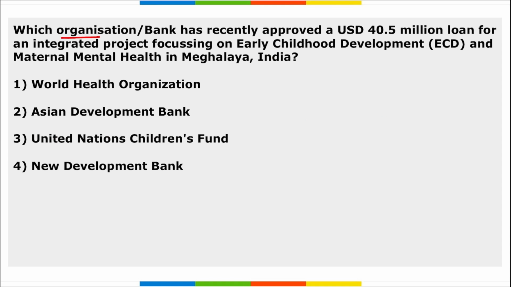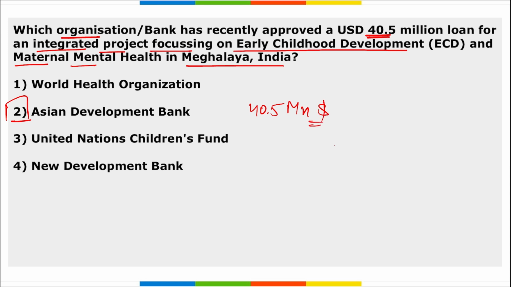Next, which organization or bank has recently approved a $40.5 million loan for an integrated project focusing on early childhood development and maternal mental health in Meghalaya, India? So it is your Asian Development Bank, correct? They have approved a $40.5 million loan for an integrated project focusing on early childhood development as well as maternal mental health, and it is done in the state of Meghalaya.